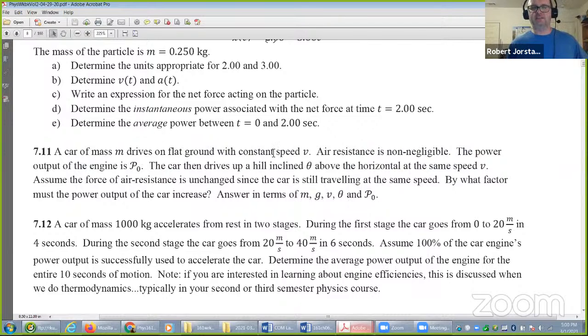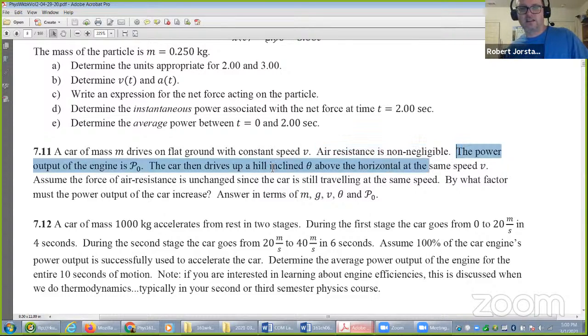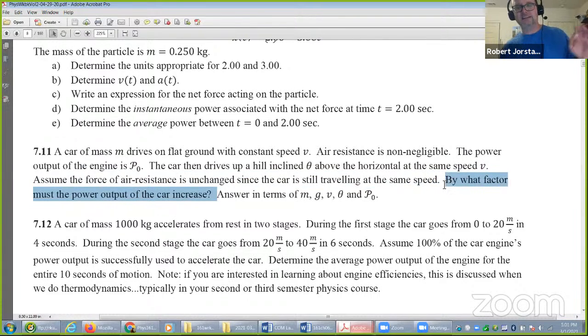A car drives, and here's an interesting problem. You have a car driving on flat ground with some speed. Obviously, air resistance is not negligible for a real car problem. And you could say, okay, let's say the car output is this. Notice if the car drives at the same speed up a hill, we would assume the air resistance is unchanged. And you could actually figure out the factor by which power has to increase. So we may not know the power output of a car, but this would show us a way you could use some ratios and be clever to figure out how much the power output should increase.